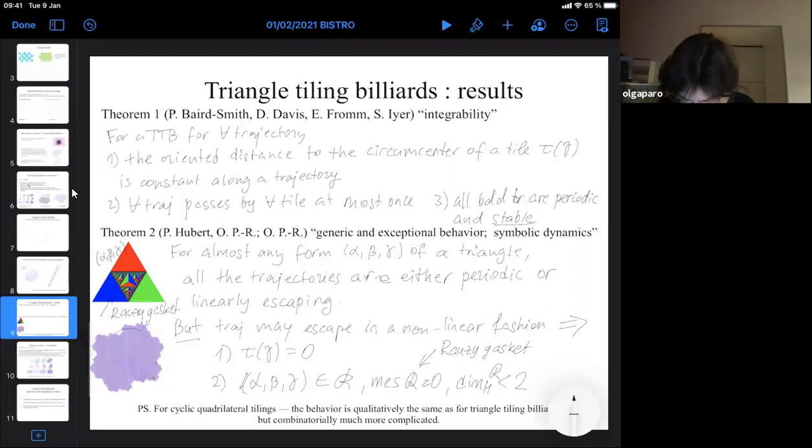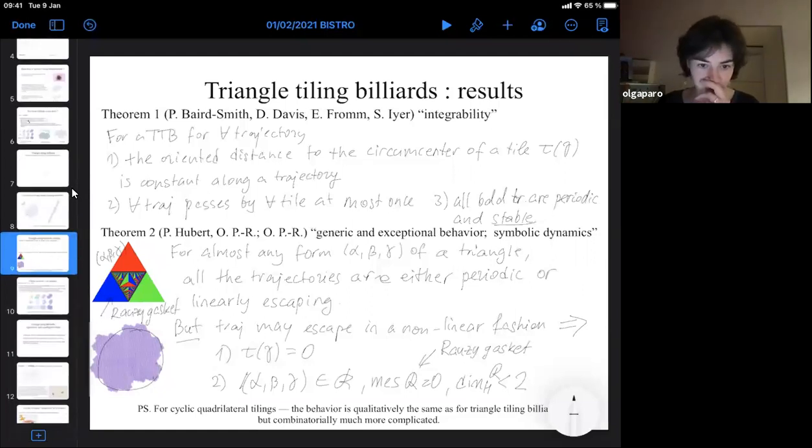And the picture here is a very, very long periodic trajectory, but it approaches a non-linearly escaping trajectory, which goes to infinity in the triangle tiling billiard. So the generic behavior in triangle tiling billiards is that either the trajectory is periodic, or it escapes to infinity in a linear fashion. But very, very specific trajectories, those that pass by circumcenters of triangles, can escape to infinity in a nonlinear fashion. But for this, you have to choose a triangle very, very precisely. So this is a statement of the behavior.